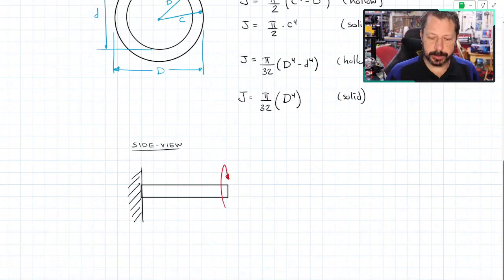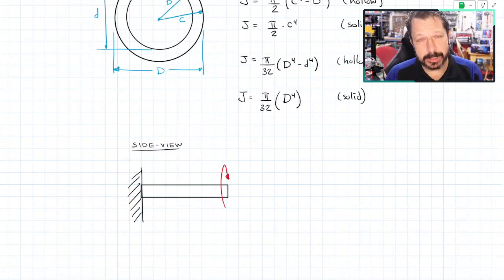This is how I'm going to draw the torques. I don't know if this is a clockwise or counterclockwise torque. It depends on which way you're looking at it. You do have to decide, is this positive or negative? It's sort of like a moment. In fact, torques and moments are the same type of thing.